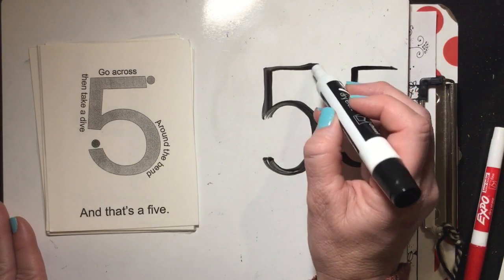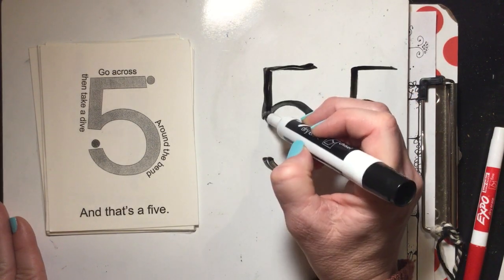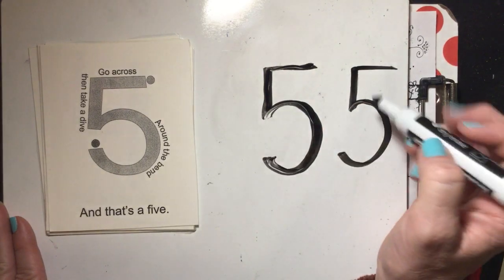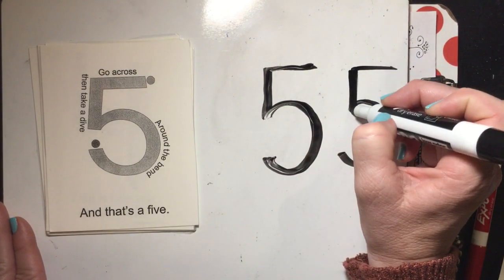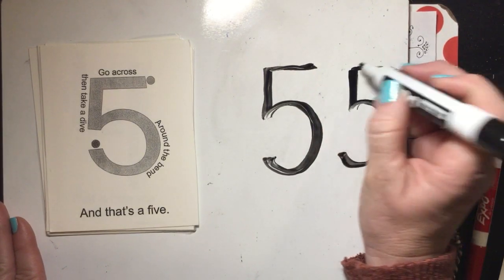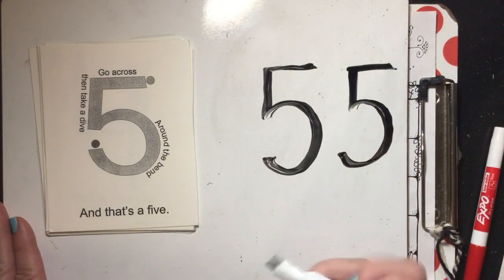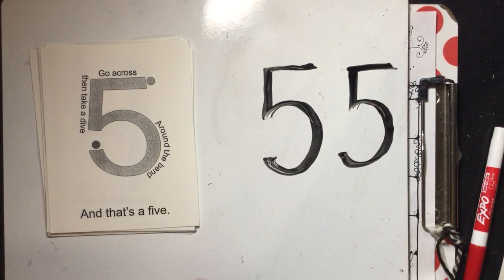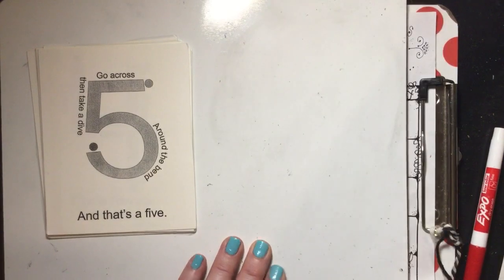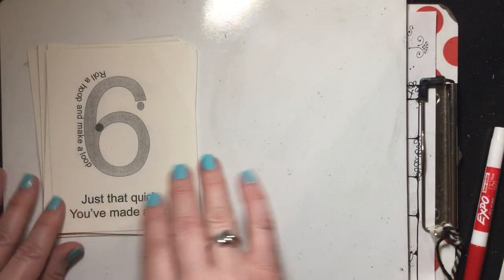Okay? Cross, take a dive, around the bend, that's a 5. Or you can take your dive, go around, and then put your hat on. Okay? 2 ways to make a 5. All right, let's look at our next number. Next up is a 6. Look at what it says.